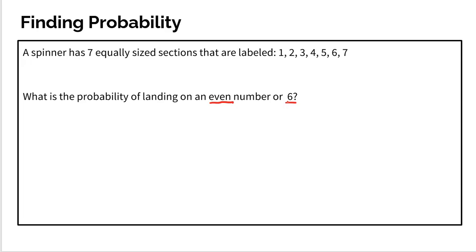If I get a 6, it is simultaneously even. So these two events are not mutually exclusive. So if I want to find the probability of getting an even number or a 6, let's see here.